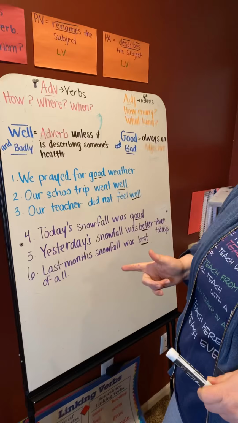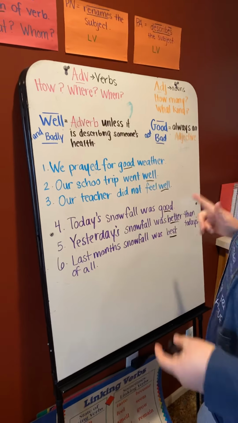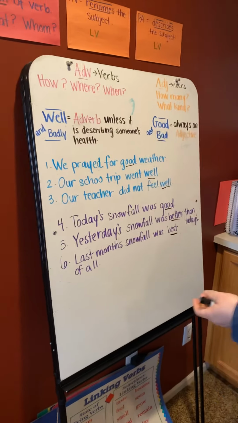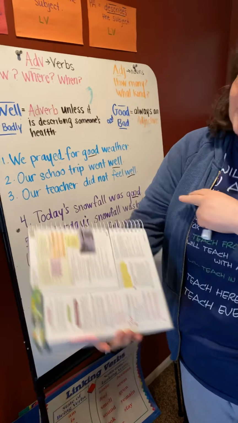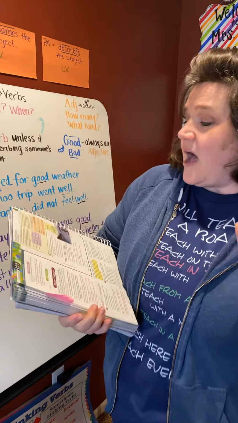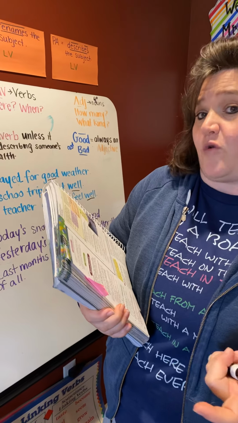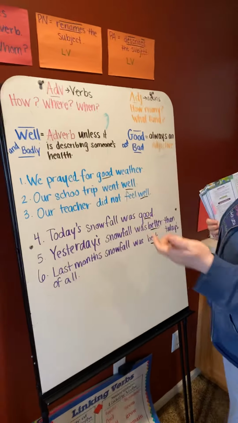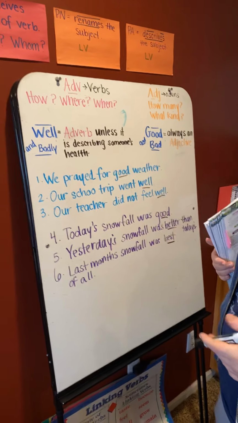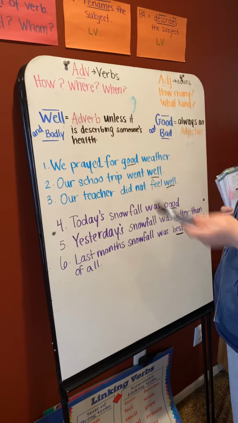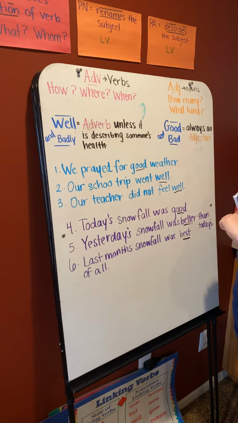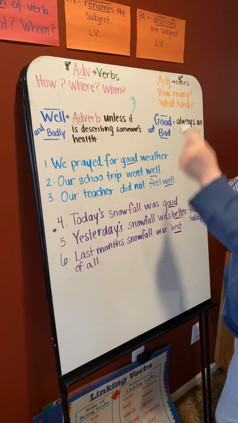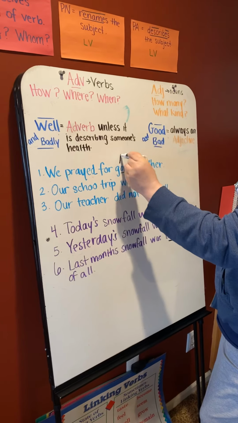Okay, so let's do some examples together. And there are some other special circumstances in your information box. So I want you to make sure that you read through that information box, especially when it comes to the special forms. Okay? So let's look at sentence 1. We prayed for good weather. Just by what we just discussed, what's the part of speech for good? Well, the part of speech for good is adjective.